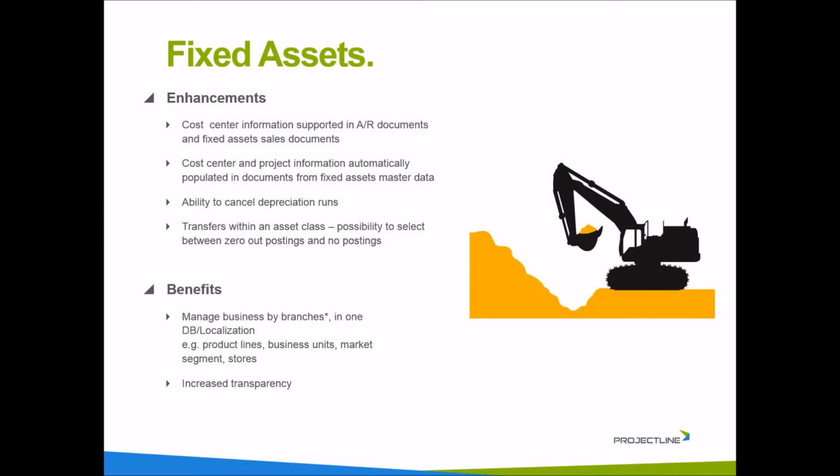So what are some of the enhancements to fixed assets? The functionality previously existed in 9.0, and in 9.1 we've added a few things. Cost center information is now supported. When you're retiring an asset and putting it on an AR document, we can have a cost center associated with that AR retirement transaction. And the cost center and project information will automatically be populated on that AR marketing document from the fixed asset master data. So that's sort of nice.